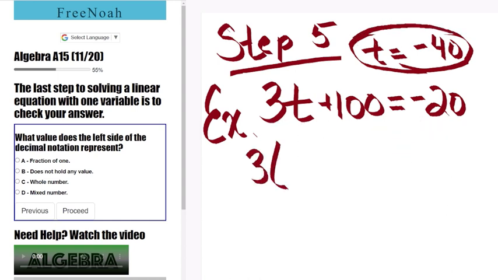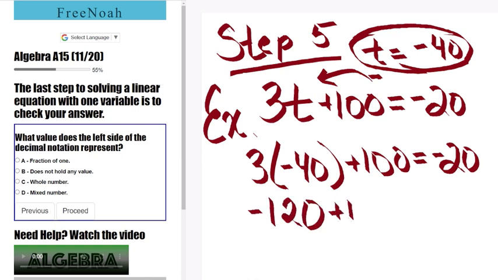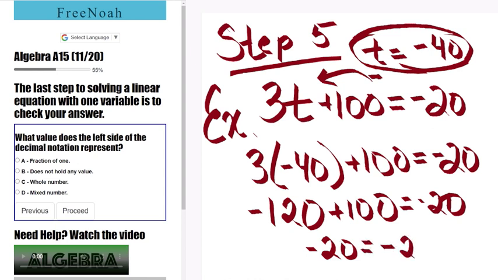So for the next step, we have 3 times t, which is negative 40, plus 100 equals negative 20. 3 times negative 40, well, that gives us negative 120. And then we're going to add 100, and that gives us negative 20. So everything equals out here. All right. Statement is true.